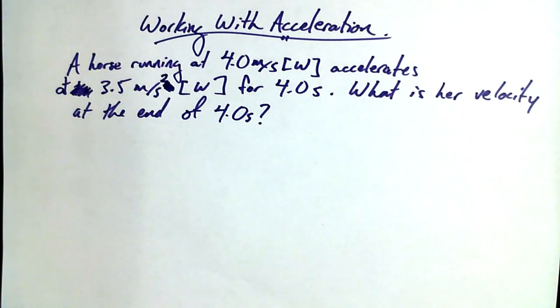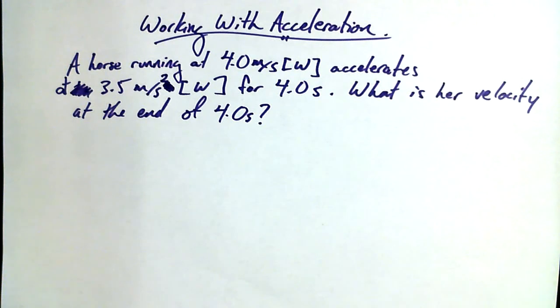We're working with acceleration. We've got a horse that's running at 4.0 meters per second in a westerly direction. She accelerates at, and I got a typo there, 3.5 meters per second squared. I fixed my units there as well. Meters per second squared in a westerly direction. So she's accelerating west for a total of 4 seconds. And we'd like to figure out what her final velocity is going to be after those 4 seconds.